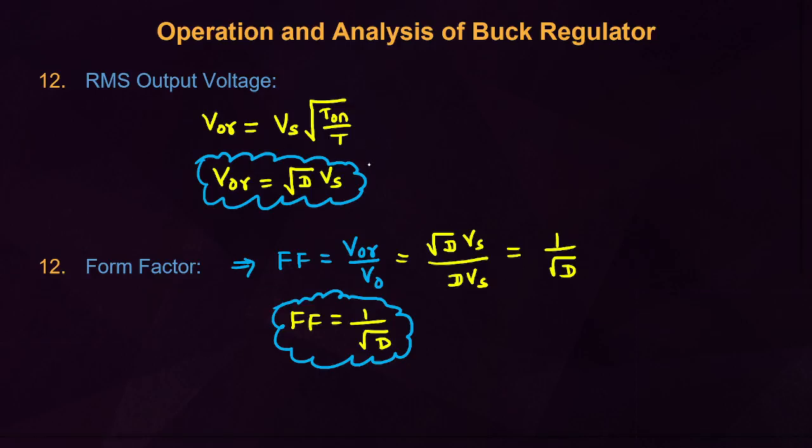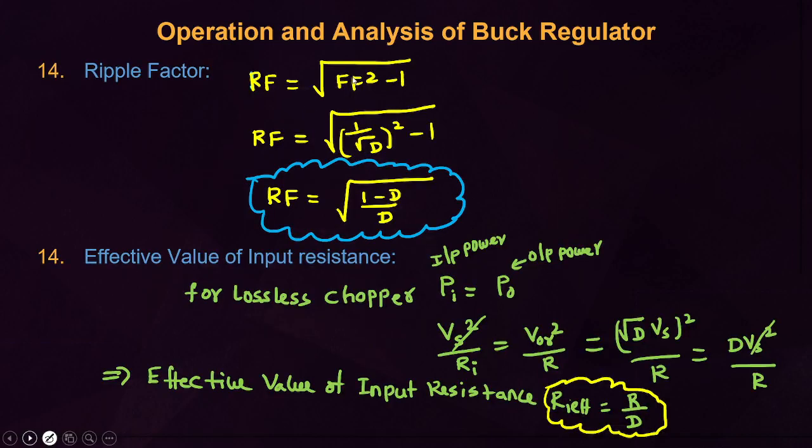The RMS output voltage of a buck regulator equals root D into Vs, where D is the duty cycle. Then this is the 13th. Form factor equals V0 RMS by V0 average, which is root D Vs by D Vs, that is 1 by root D. Form factor equals 1 by root D. Then what is the ripple factor? Ripple factor equals the square root of form factor squared minus 1. This is the formula for ripple factor.